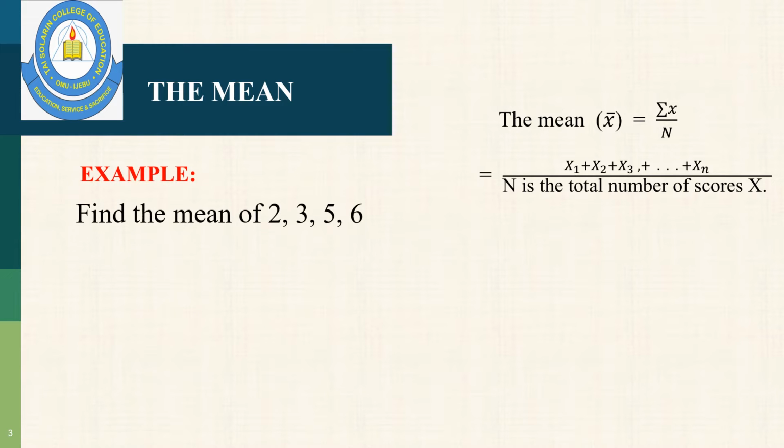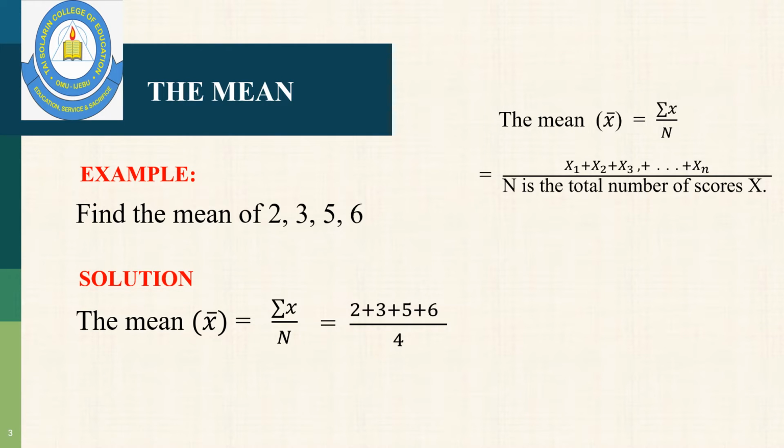So given this example here, we have to calculate the mean of the values. To calculate the mean, we are going to use the formula summation x over n, and that means we are going to add the values given. When you add the values given and divide by 4, that will give us 4.